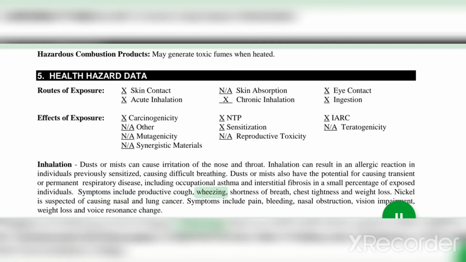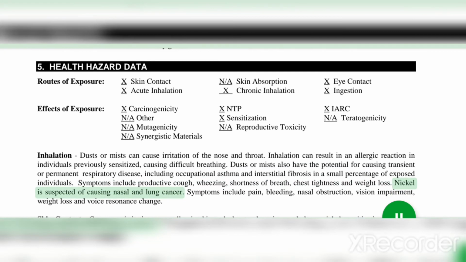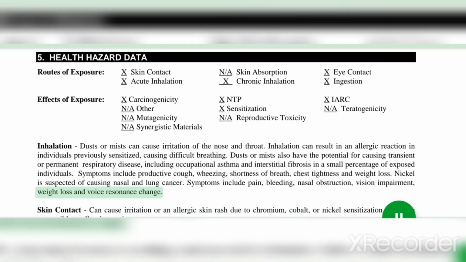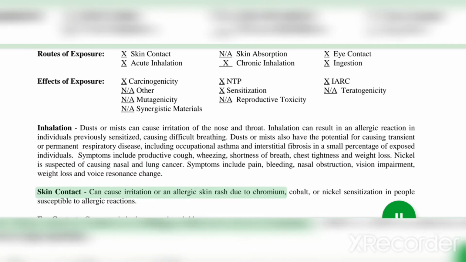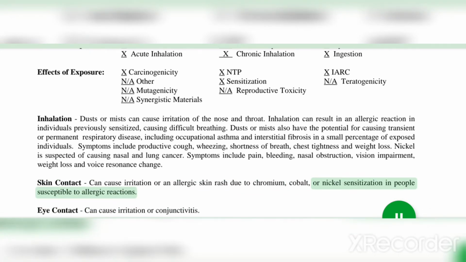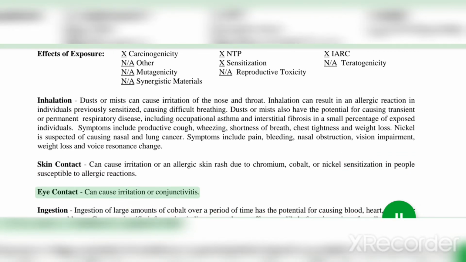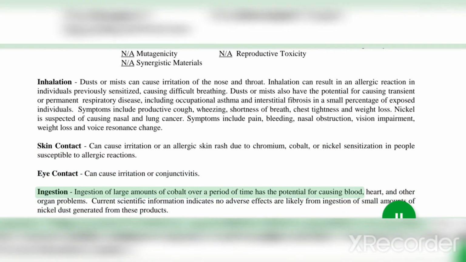Symptoms include productive cough, wheezing, shortness of breath, chest tightness and weight loss. Nickel is suspected of causing nasal and lung cancer. Symptoms include pain, bleeding, nasal obstruction, vision impairment, weight loss and voice resonance change. Skin contact can cause irritation or an allergic skin rash due to chromium, cobalt, or nickel sensitization in people susceptible to allergic reactions. Eye contact can cause irritation or conjunctivitis.